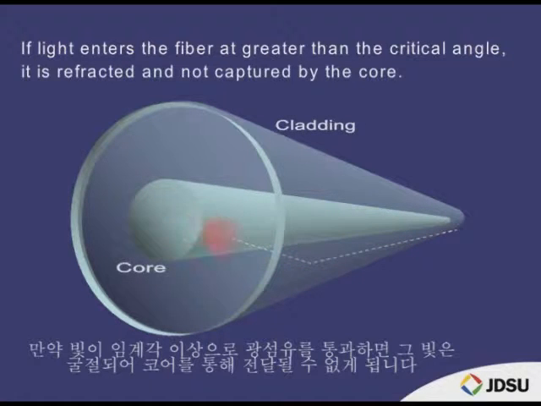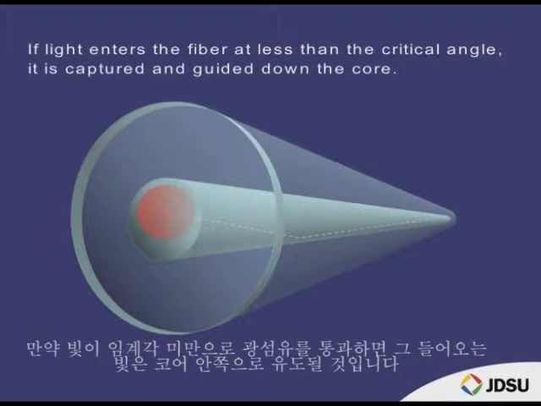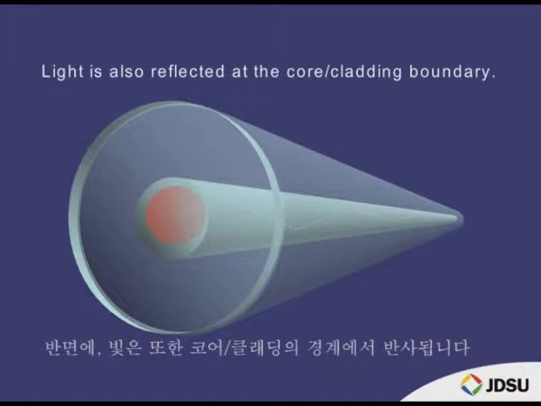If light enters the fiber at greater than the critical angle, it is refracted and not captured by the core. If light enters the fiber at less than the critical angle, it is captured and guided down the core. Light is also reflected at the core cladding boundary.